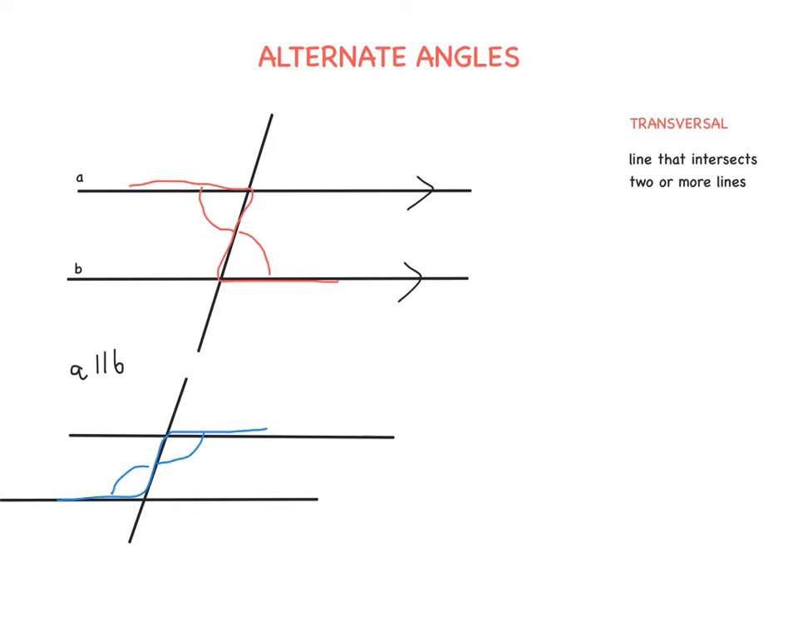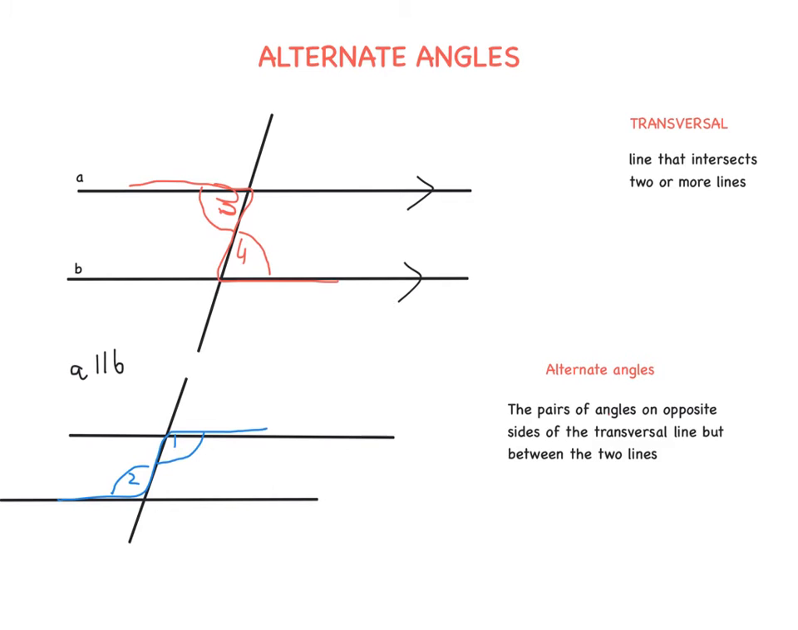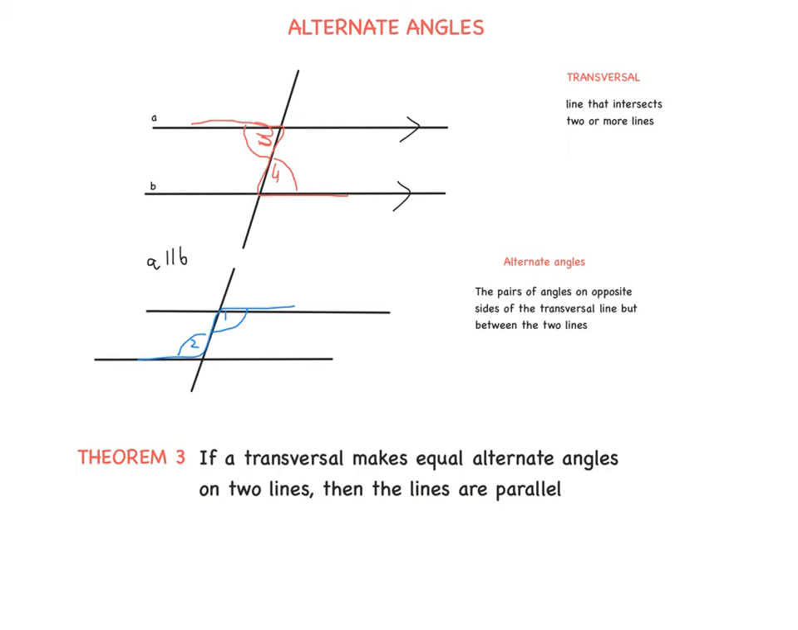So we have 1, 2, and then 3 and 4. So there you go, the definition of alternate angles. These are a pair of angles on opposite sides of the transversal line, but between the two parallel lines.